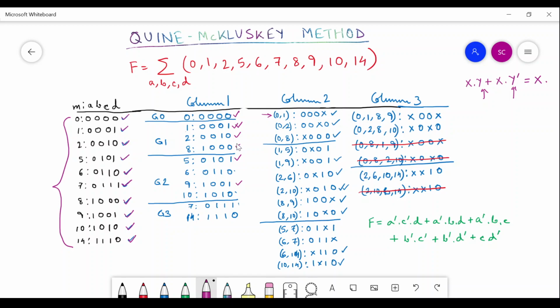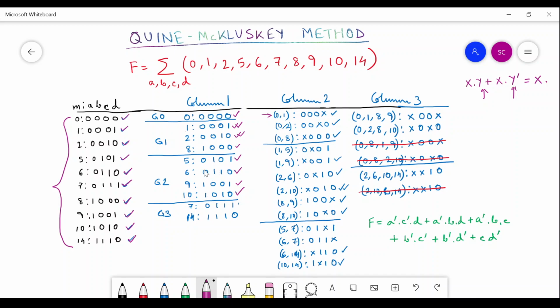So with 2, what you can take? With 2 you observe that you can take 6 and it will be 0x10. So you again put a tick mark at 2 and at 6, and 0x10. Again 2 and 10 you can take and you write x010. Okay, what else? 2 cannot combine with anything else, but what about 8?